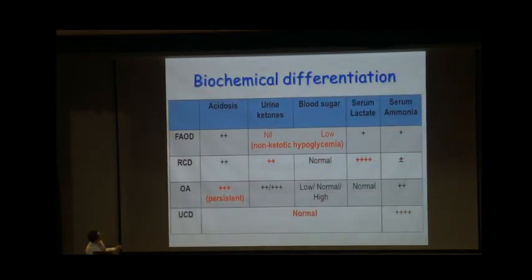The most important thing is to try and differentiate your mitochondrial disorders, the respiratory chain defects, from the more common disorders like fatty acid oxidation defects and urea cycle defects, based on your first-line screening tests. Fatty acid oxidation defects would have non-ketotic hypoglycemia. Respiratory chain defects, the mitochondrial defects, would predominantly have a very high lactate. Organic acidemia will predominantly have acidosis with ketones. Urea cycle defects mostly have normal values of these parameters, but very high ammonia.